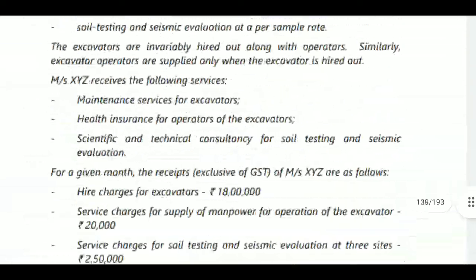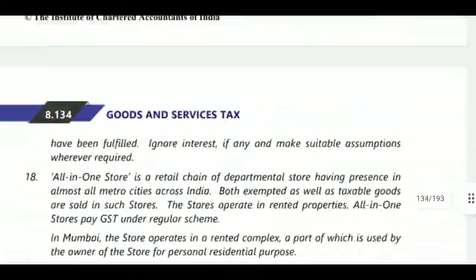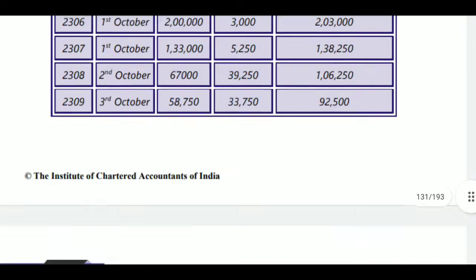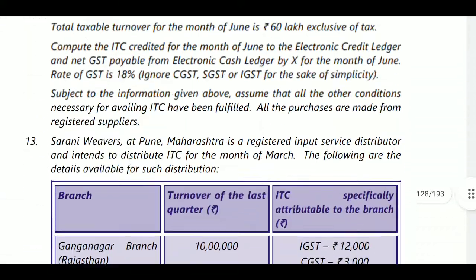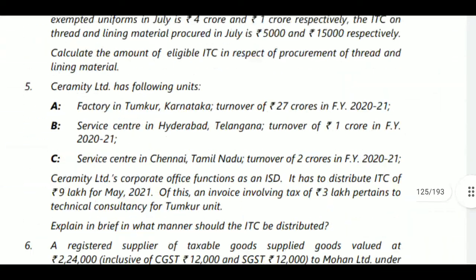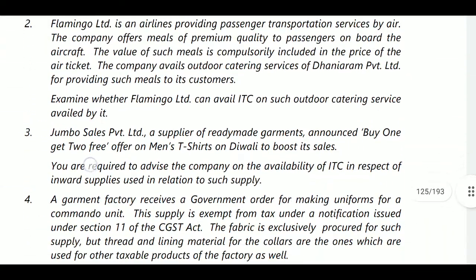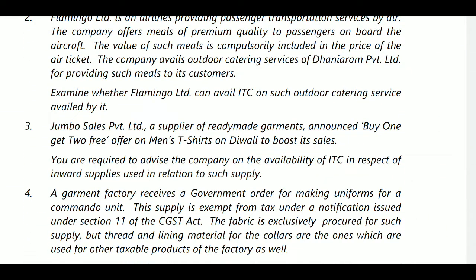So because they are providing services based on this outdoor catering, and they are producing taxable supplies, outward taxable supplies, they are allowed to claim the ITC on outward supplies. Next, question number 3.